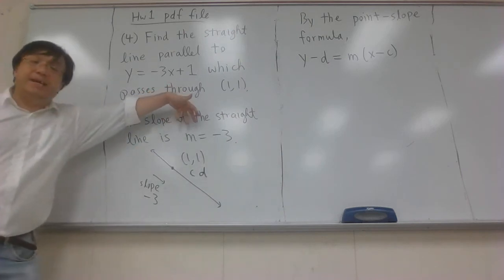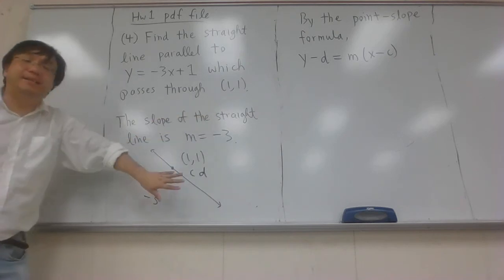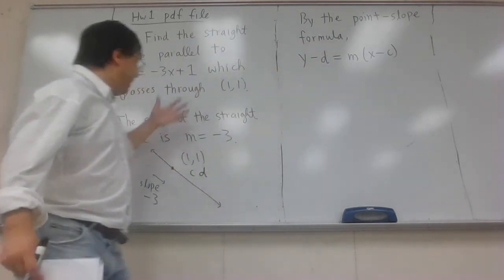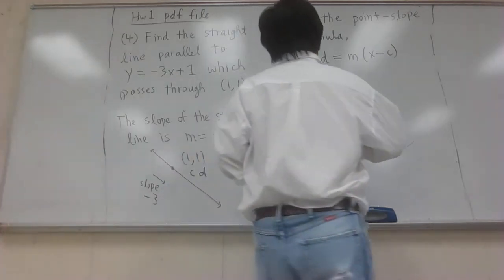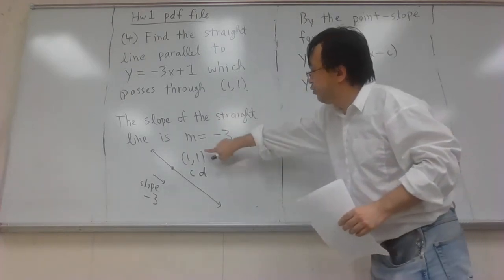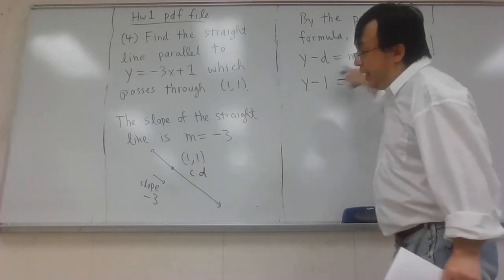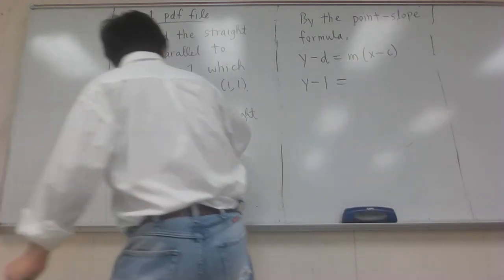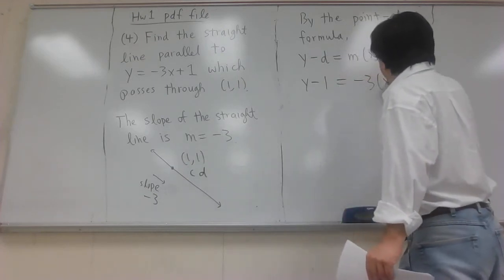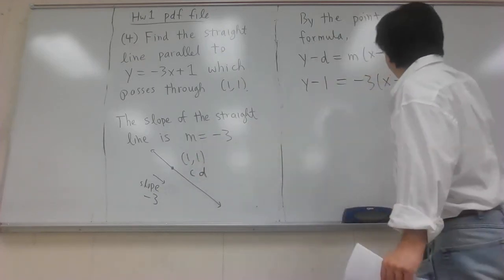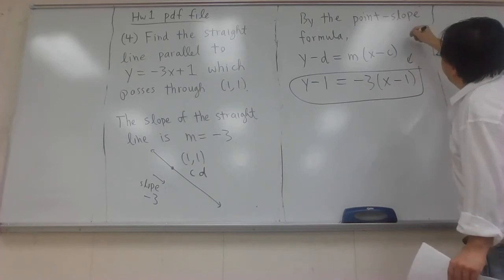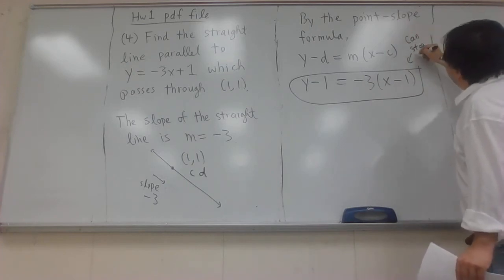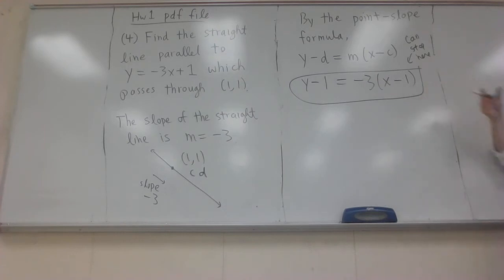So plug in this m and this (c, d) into the point-slope formula, and we get y minus d, d is 1, is equal to m, m is -3, so -3 times x minus c, and c is 1. And by the way, in tests and homework, you can stop here. But let's continue computing anyways.